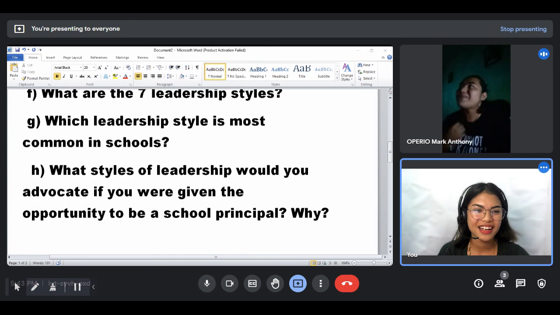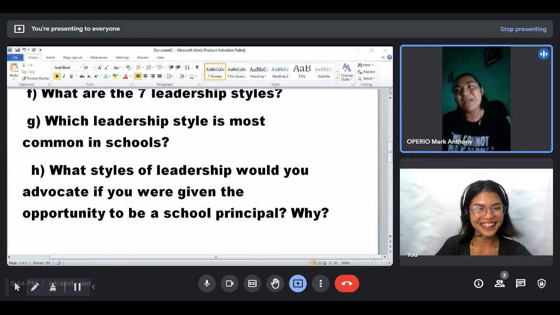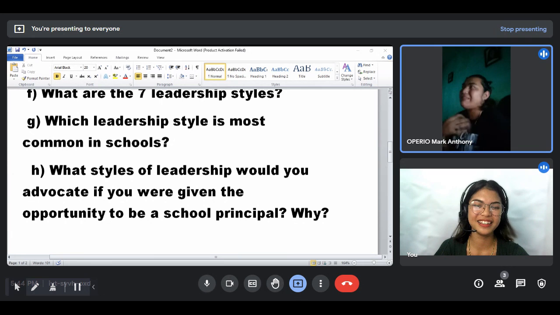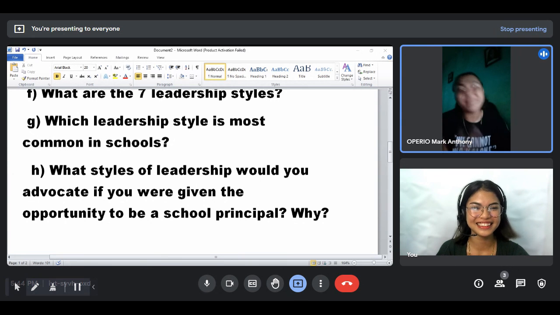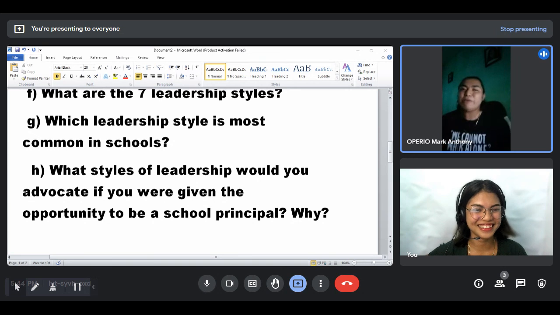As for myself, I'm going to run in the coming election in our barangay as SK chairman. And I think I will apply coaching leadership and democratic leadership. I will not decide by myself, but I will also listen to the people in our barangay, their opinions and their concerns about that kind of activity.